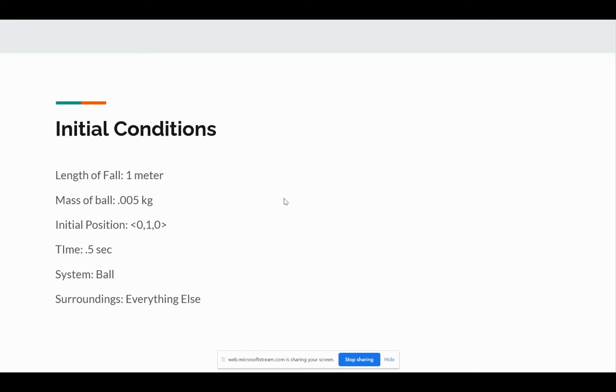So my initial conditions for my code: I set the initial position to <0, 1, 0> because of the length of the fall. I set the mass of the ball to 0.005 kg because it's 5 grams. The time I set to 0.5 because the fall occurred over a duration of half a second. The system was the ball, and the surroundings were everything else.